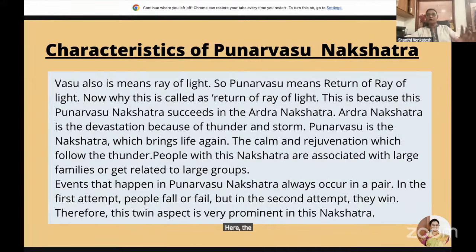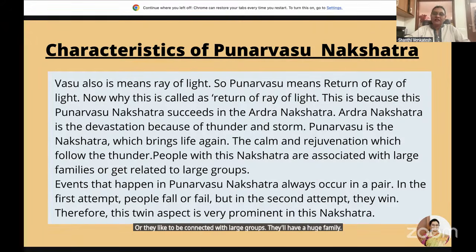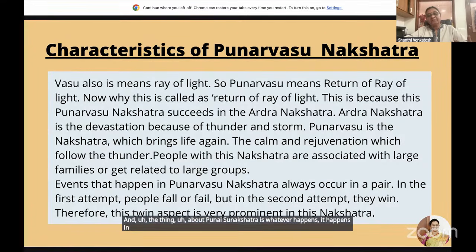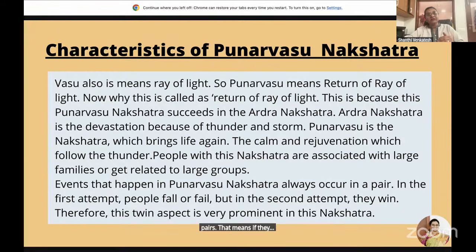Here, the people who are born in Punarvasu Nakshatram, usually they're associated with big families, or they like to be connected with large groups. They'll have a huge family. And the thing about Punarvasu Nakshatra is whatever happens, it happens in pairs. That means if they try to do something in the first attempt, they fail. In the second attempt, they succeed. So this is a very prominent feature of this nakshatra. Anything that happens will happen in pairs. Very generous and kind-hearted people, we can say.